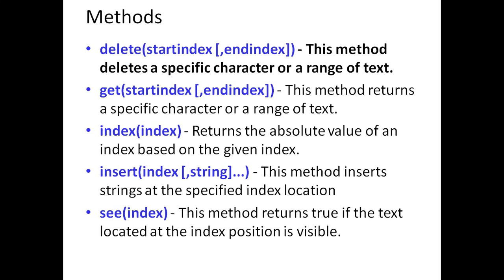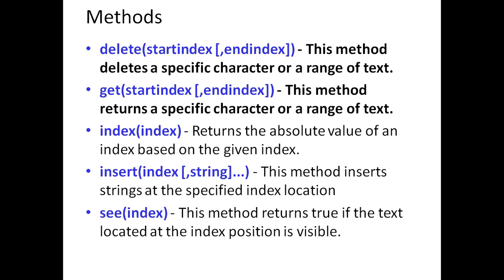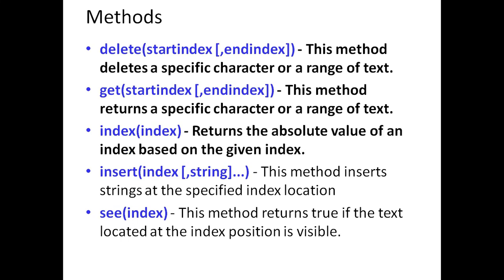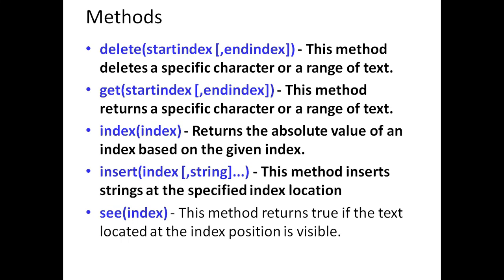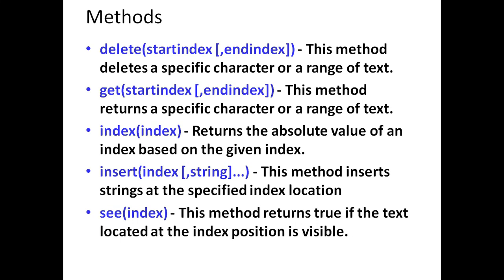Different methods with text widgets are: delete. This method deletes a specific character or a range of text. The get method returns a specific character or range of text. index returns the absolute value of an index based on the given index. The insert method inserts a string at the specified index location, and the see method returns true if the text located at the index position is visible.